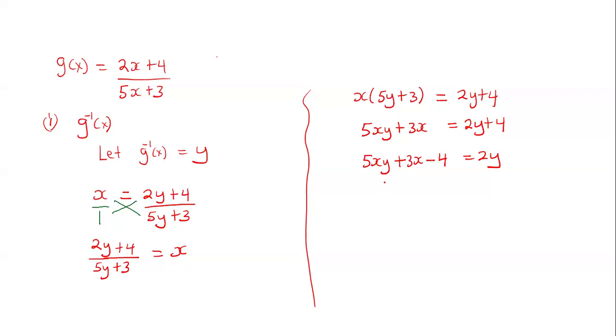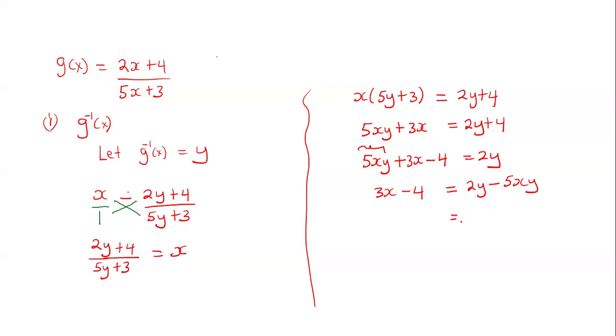Are you seeing some y still on one side? Yes, I see it. Can we also remove it? Can we remove the whole of this and also take it to join the other y? 3x minus 4 is equal to 2y minus 5xy.